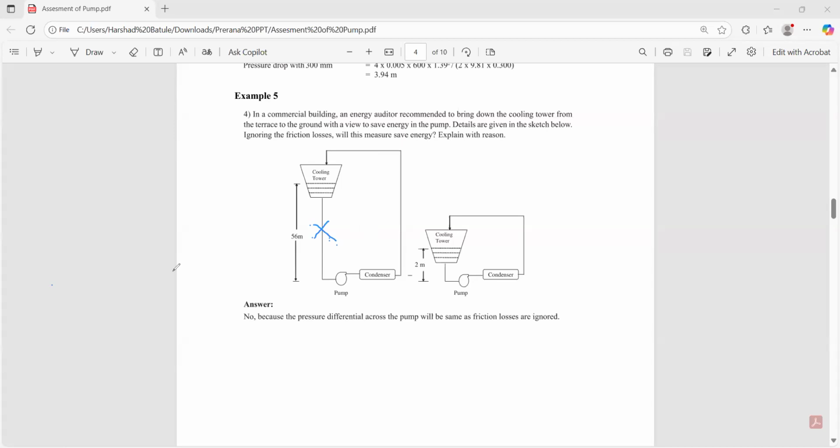In an open loop, the water is going elsewhere. Water goes to the storage tank, and the storage tank distributes to user points, not coming back to the pump side. Got it, sir. Yes, this is a closed loop. Water is only circulating, not being consumed anywhere. Got it, sir.